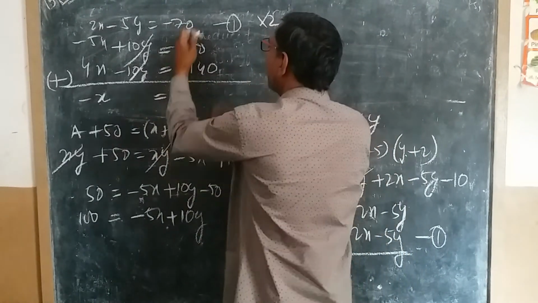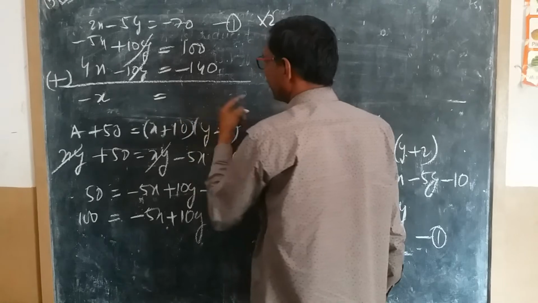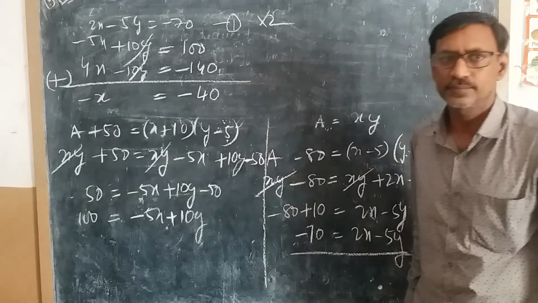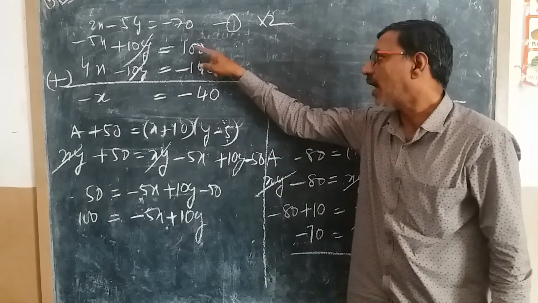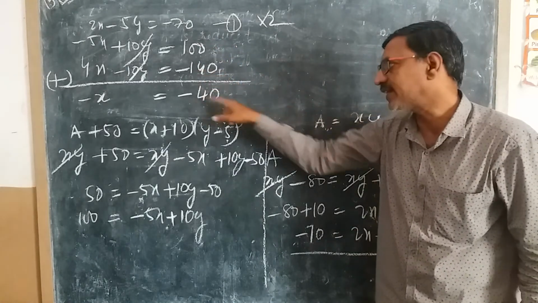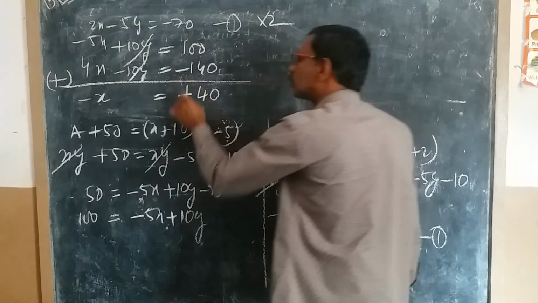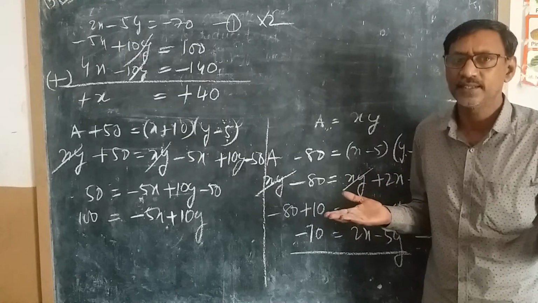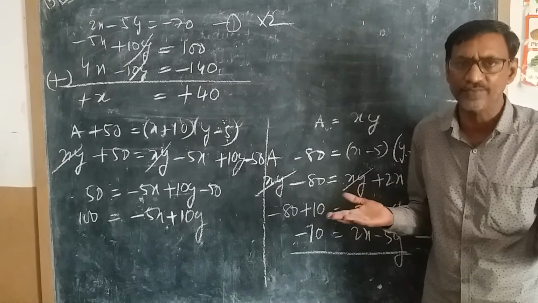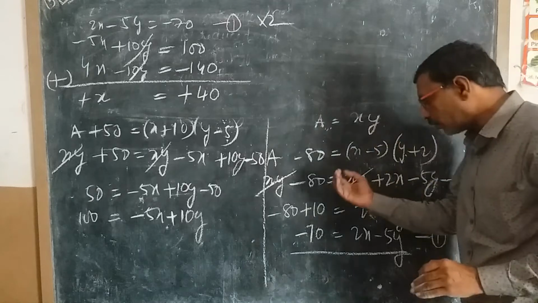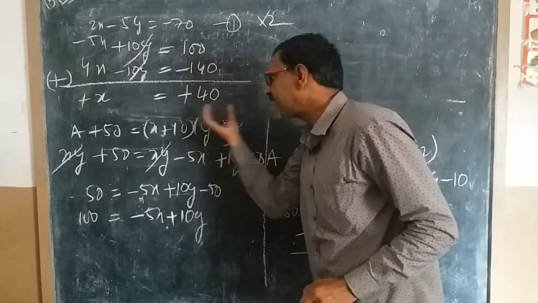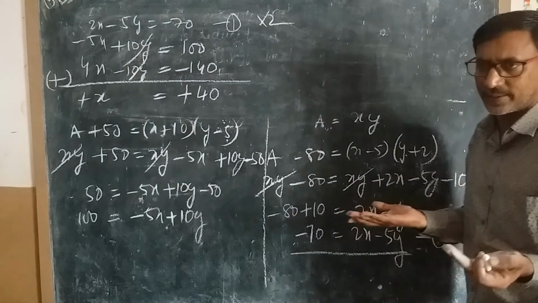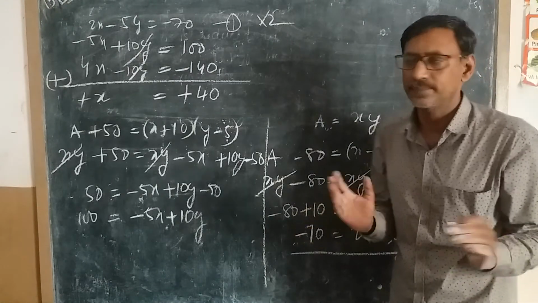And coming to adding this one, we'll get how much? Minus what? By adding 100 minus 140 is nothing but minus 40. These two get cancelled. Then I will get x equal to 40. What is my x? The length of a rectangle, I already defined. Okay, now substitute x equal to 40 in any one of the equations to get the y. y is nothing but the breadth of a rectangle.